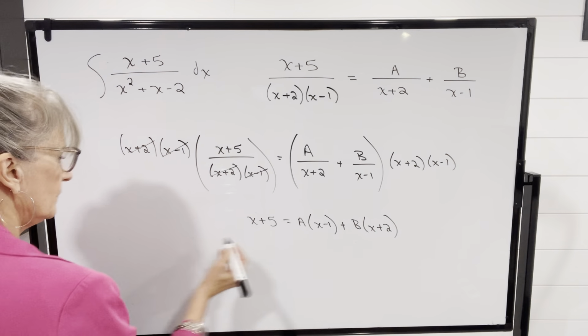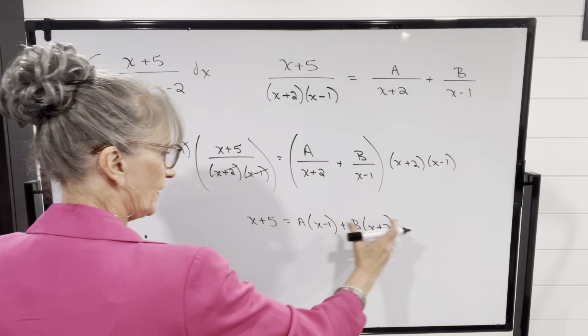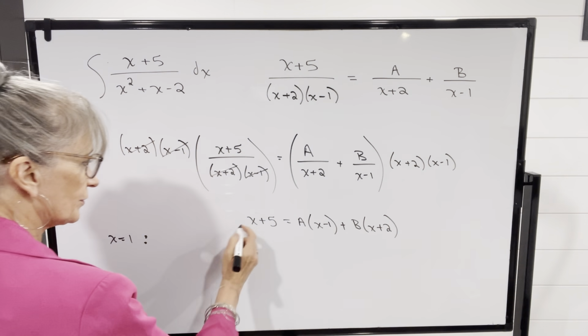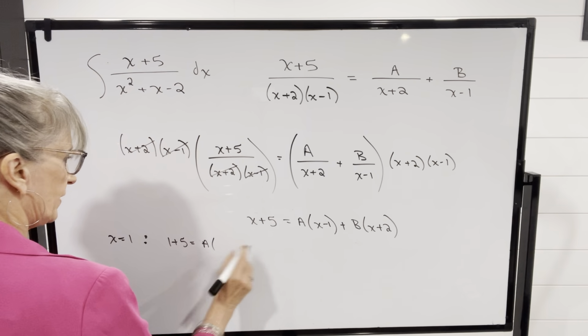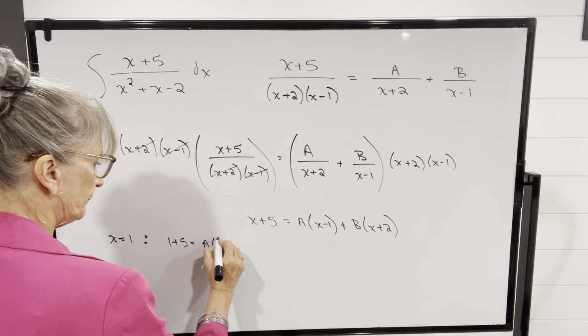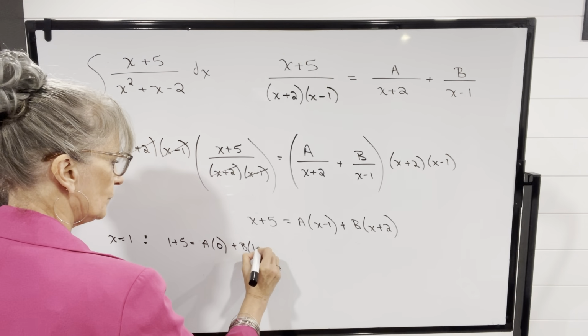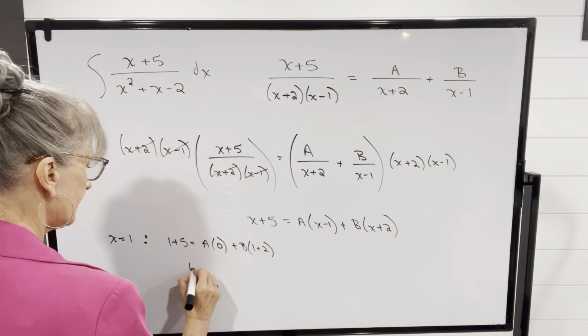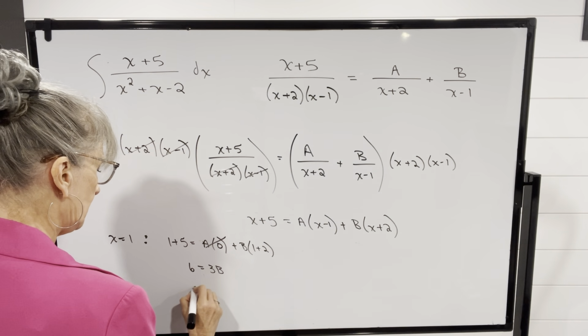To make this 0, x has to equal 1. So we're going to choose x equals 1 and put that x value in this whole equation. So I'm going to have 1 plus 5 equals a times, when I put a 1 in, that becomes 0. And 1 plus 2, so I'll have 6 equals, that's gone, 3b. So I get b equal to 2.